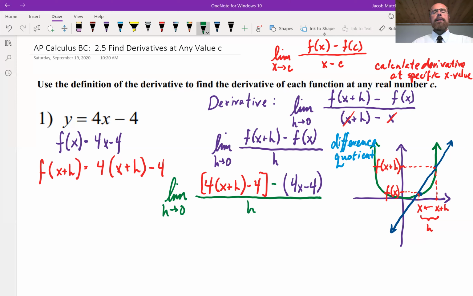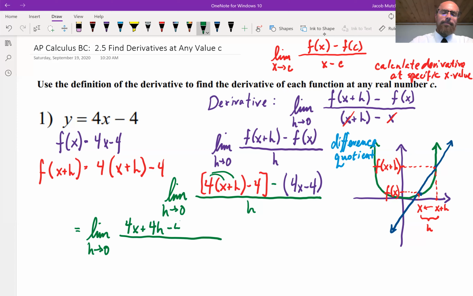So clearly the numerator has the vast majority of the simplifying there. So we'll start with the distribution of that 4 through the x plus h. So the next step would give us the limit as h approaches 0. In my numerator now I've got 4x for the first distribution plus 4h minus 4. And then I've also got to distribute this negative. I can think of it as a -1, distributing it through that binomial. So that's minus 4x plus 4 all over h.